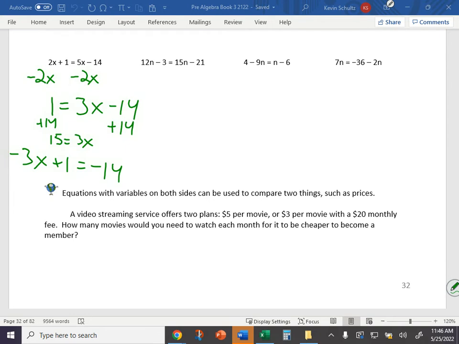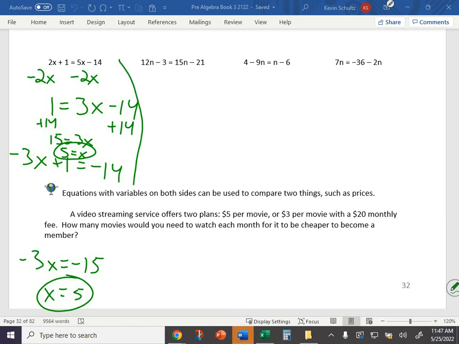Then divide both sides by 3, and you've got 5 equals x. If you did it the other way, you move that 1 over, and you have negative 3x equals negative 15. Divide both sides by negative 3, and you still get x equals 5 as a final answer. So either way that you started, x ends up being positive 5. Next one.